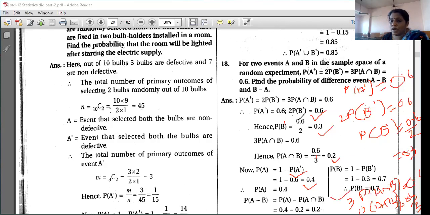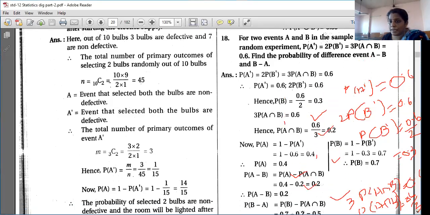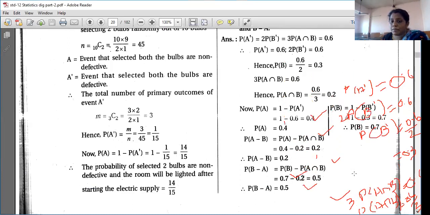Right. Now you have to put in the formulas. A minus B, what is the formula? P of A, I told you the first letter is A. So P of A minus P of A intersection B. So 0.4 minus 0.2 is 0.2. Now P of B minus A, that is P of B minus P of A intersection B. A intersection B is common in both. So 0.7 minus 0.2, that is 0.5.